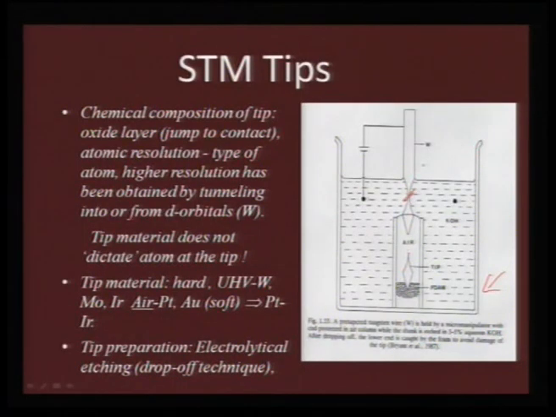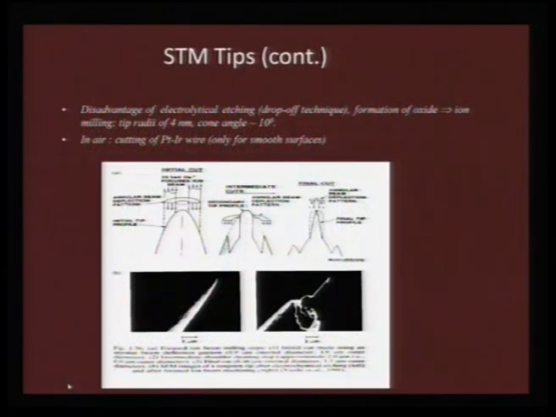There are different ways that this can be done, but this is the simplest and cheapest way of preparing an STM tip. This is usually engineered for a variety of applications. For example, if you are working in ultra high vacuum conditions, then tungsten, molybdenum and iridium are the preferred tips. If you are working in air, then platinum or gold, platinum-iridium are used for such procedures.